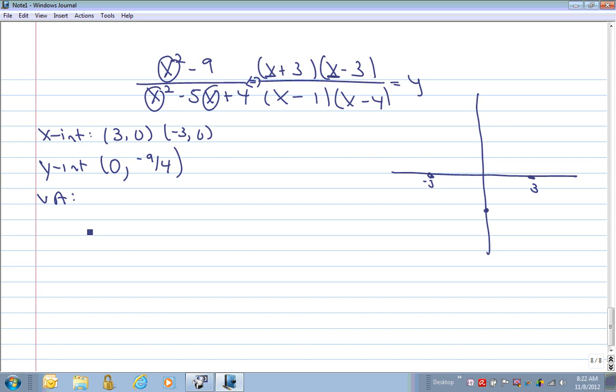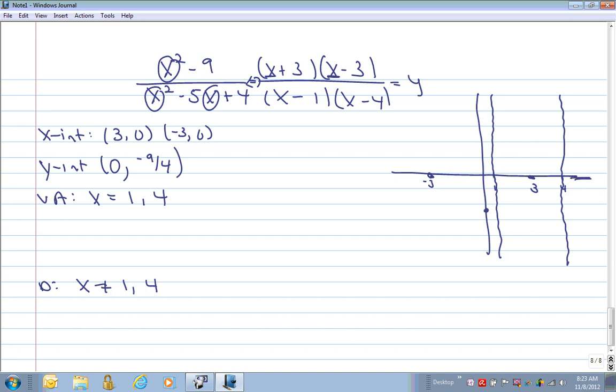Our vertical asymptotes are the same as our domain restrictions. So I'm going to go down here and look at that at the same time. Our domain restrictions would be 1 and 4. So we know that x cannot equal 1 or 4. We should also then know that x does equal 1 and 4 for our vertical asymptotes. So at 1, I'm going to draw a vertical asymptote. And over here at 4, I'm going to draw a vertical asymptote.